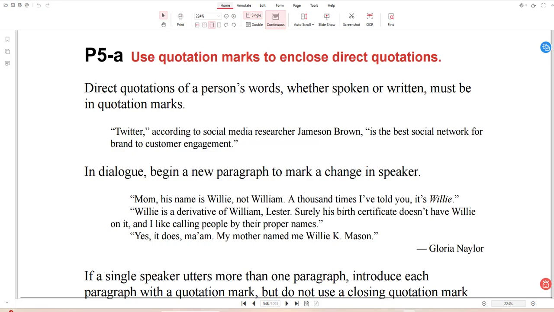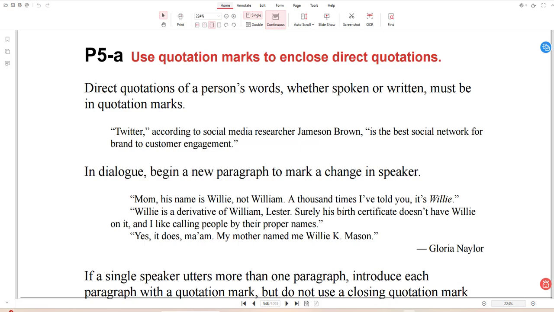Mom, his name is Willie, not William. A thousand times I've told you, it's Willie. Willie is a derivative of William, Lester. Surely his birth certificate doesn't have Willie on it, and I like calling people by their proper names. Yes, it does, ma'am. My mother named me Willie K.